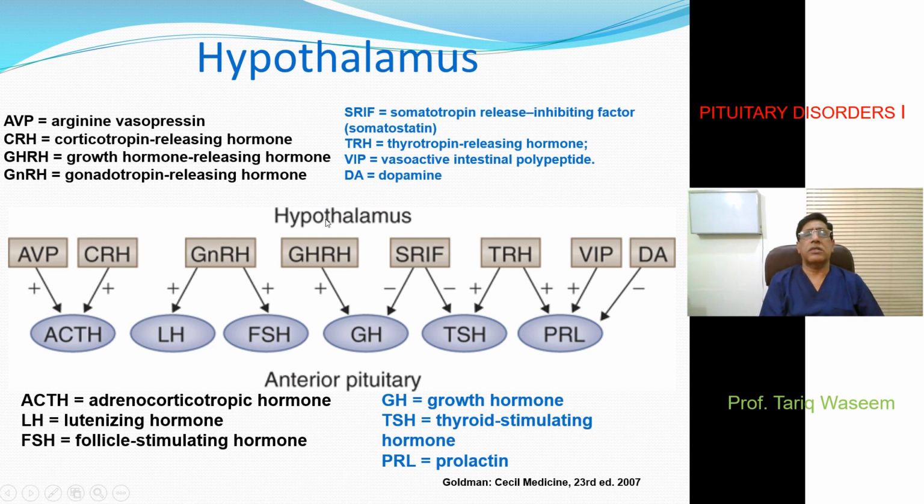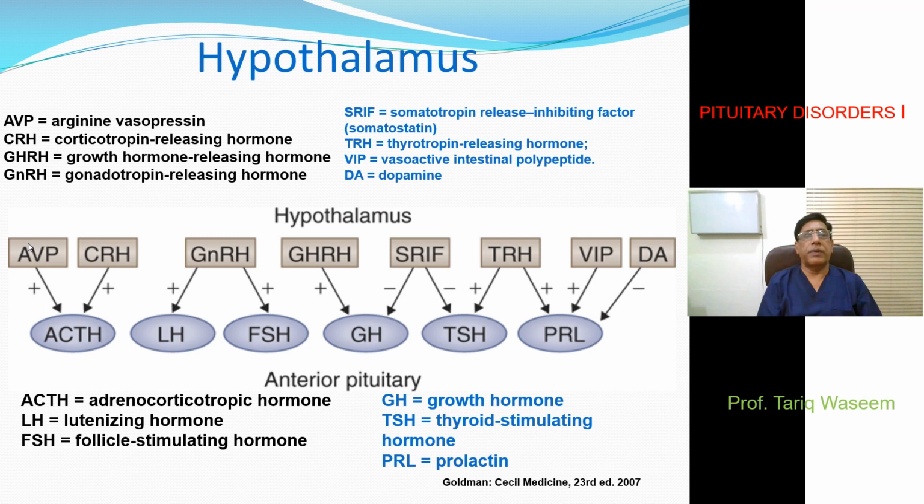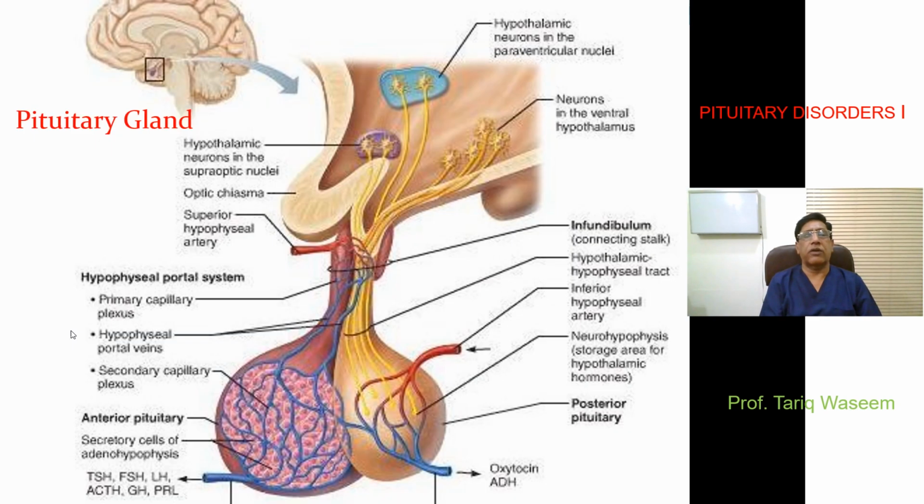But when the hypothalamus produces hormones, they act onto the pituitary gland. These are the pituitary gland's various cells, which produce certain hormones in response to stimulation or inhibition by the hypothalamus. So we start with the first hormone, which is arginine vasopressin, and its effect is primarily on the pituitary, to produce a positive feedback effect on the ACTH.